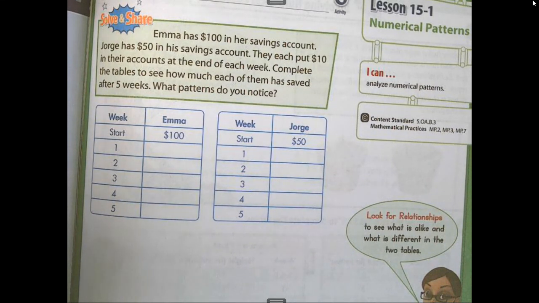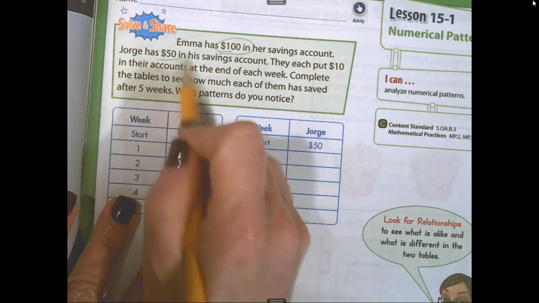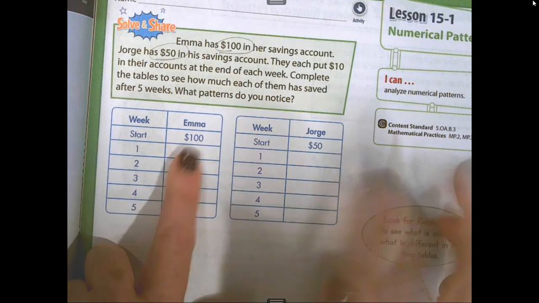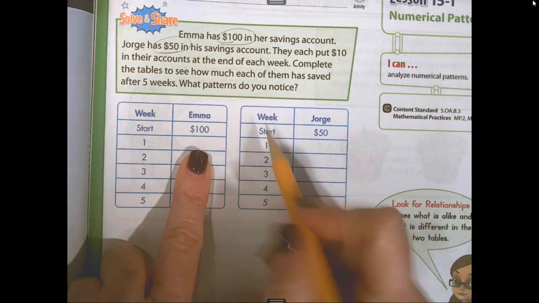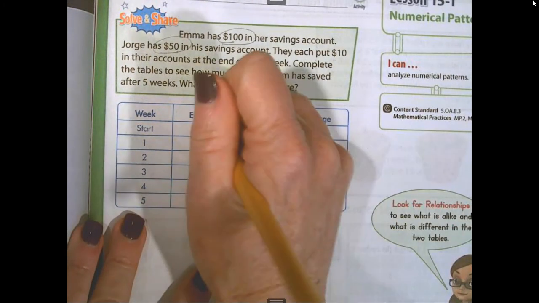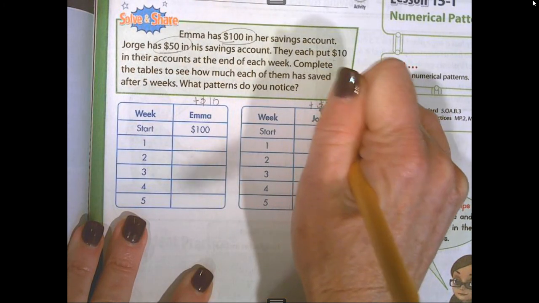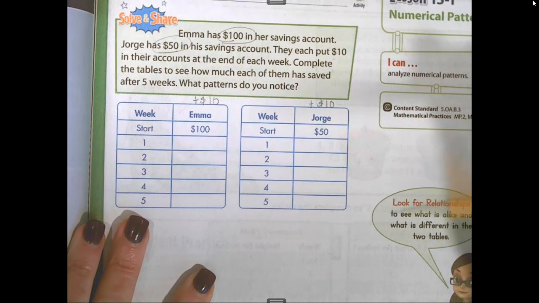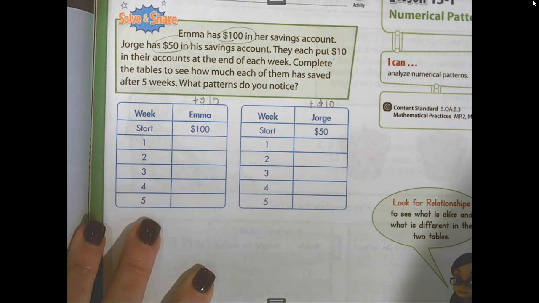So we have a couple things going on here. Let's start with going back through and looking at the scenario. So Emma starts with 100 in her account, and George starts with 50. Okay, so I'm looking at the tables. Those values have already been plugged in for us. All right, they each put $10 in their accounts each week. So I'm going to put a little plus 10 for both of them, because I know from the scenario that they're both putting $10 away each week. We're going to complete the tables, and then we will tackle the question.